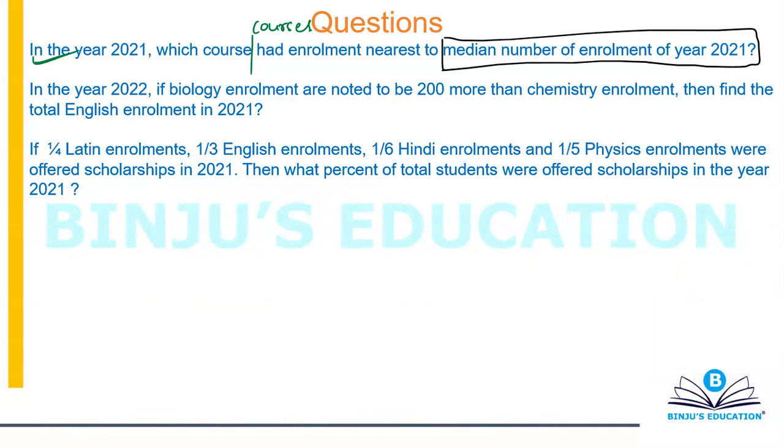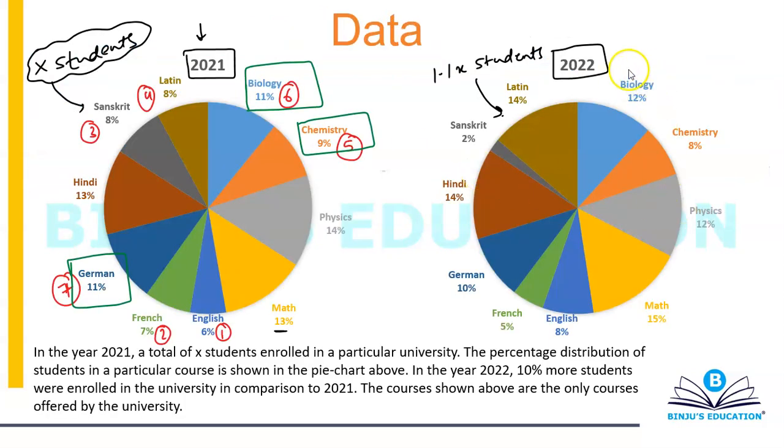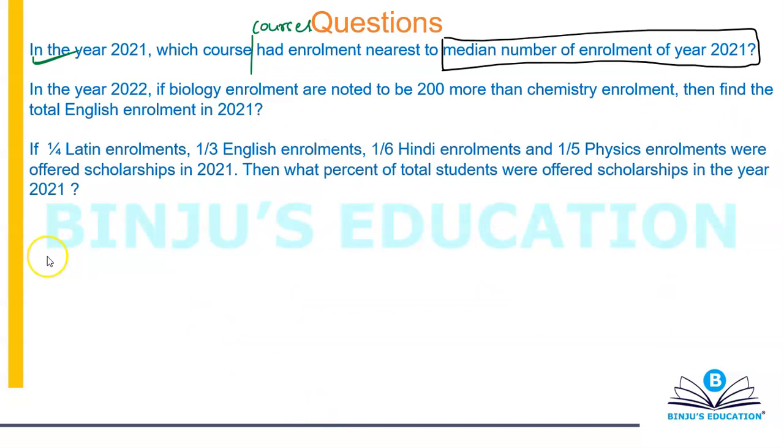Okay. In the year 2022, biology enrollments are noted to be 200 more than chemistry enrollments. In 2022, biology is 12%, and it is more than what? It is more than chemistry enrollment, which is 8%. So 12% of 1.1x is 200 more than 8% of 1.1x. Okay, this is what is given to me.